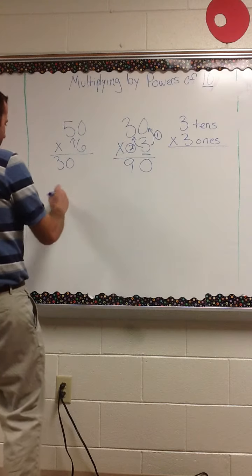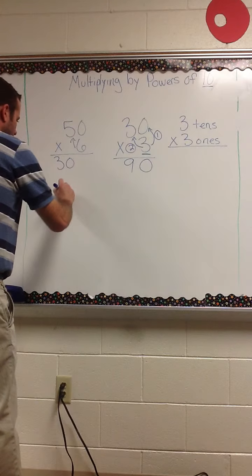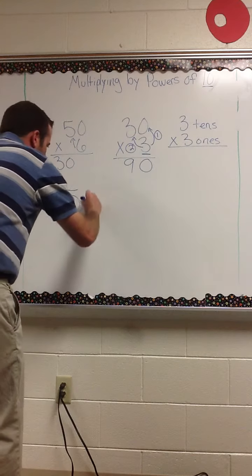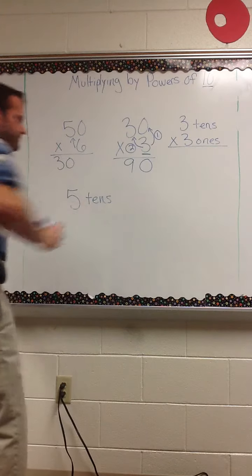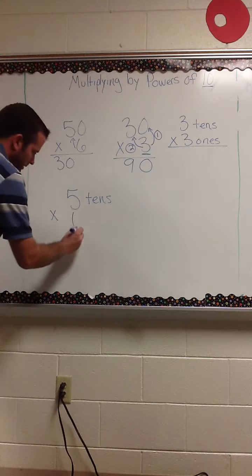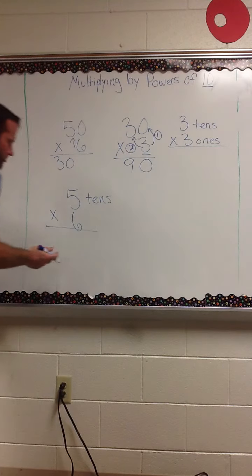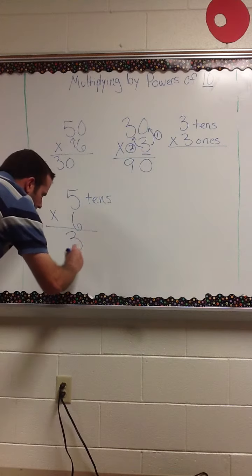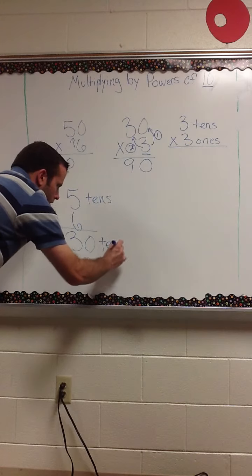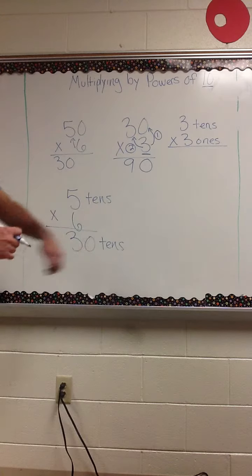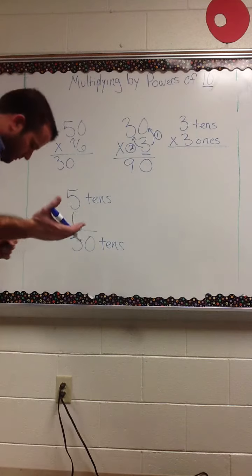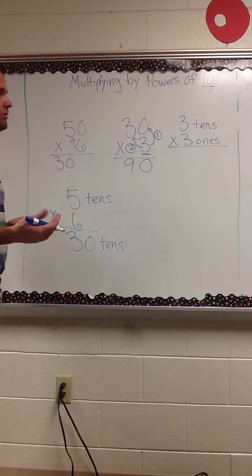Okay, and actually I am going to come down here below. So if I said that my 50 is now 5 tens, and I multiply that 5 tens by 6, 5 times 6 is still 30, and now I would just bring down the word tens to think that my product is not simply 30, because 5 ones times 6 ones is worth 30.